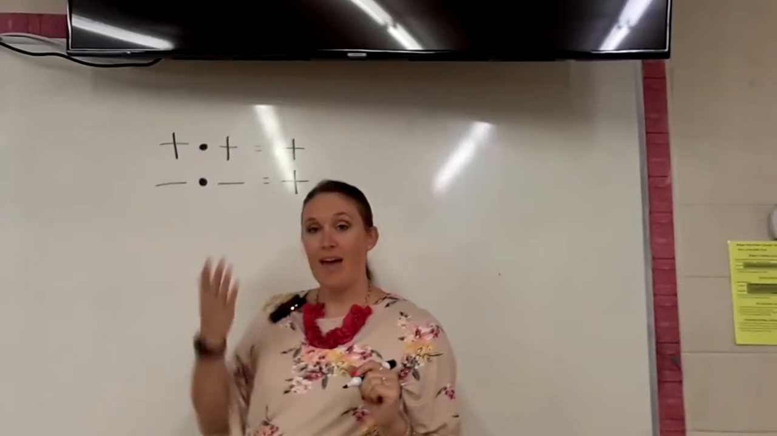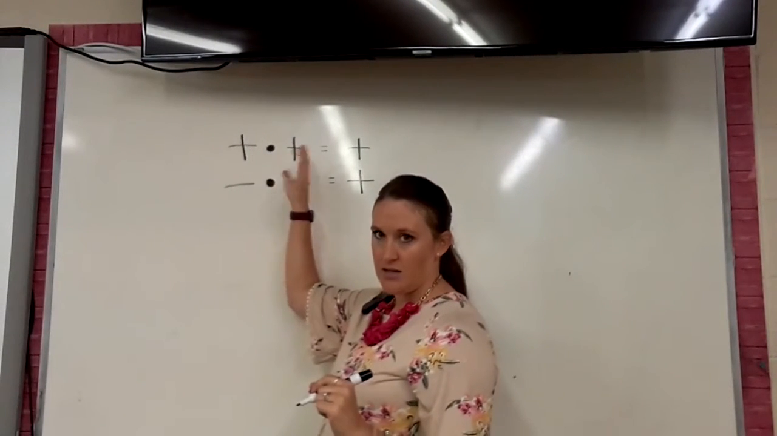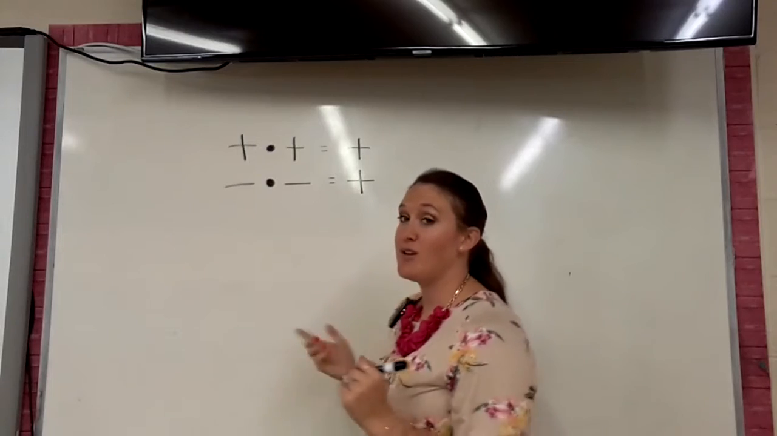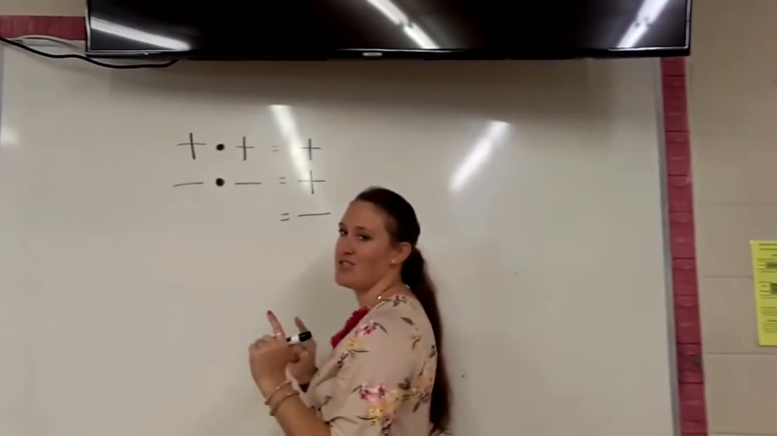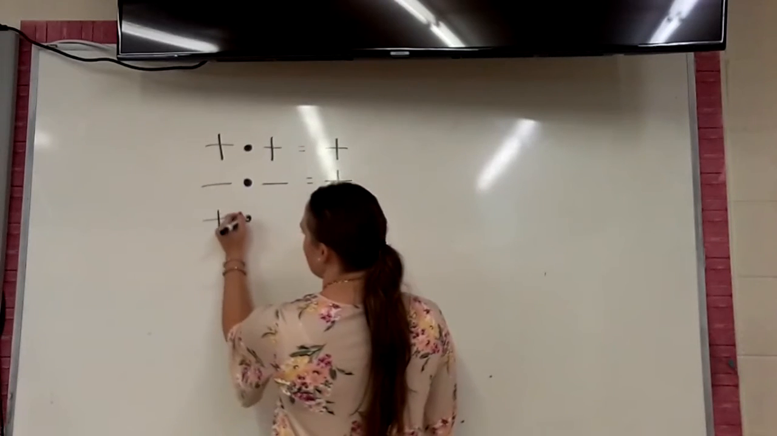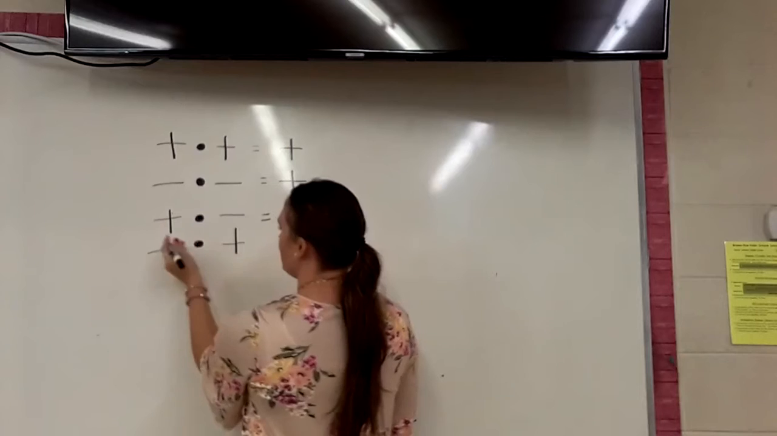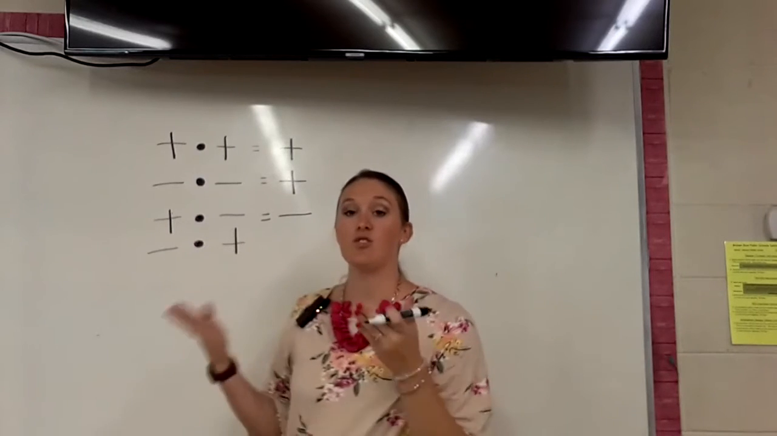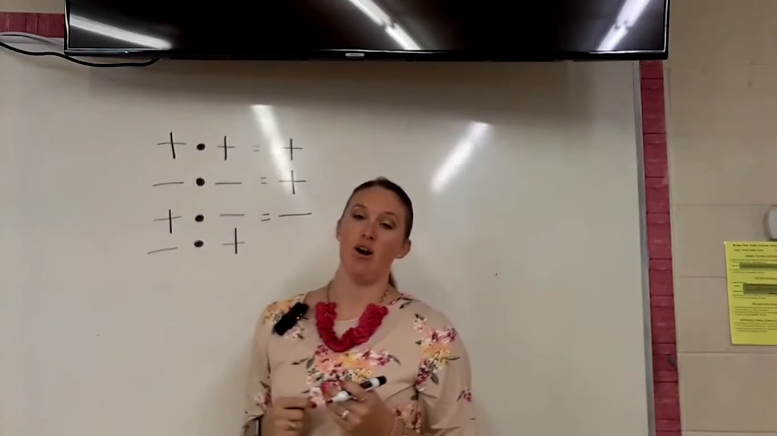So with multiplication, when they are the same sign, you get a positive. The only time you get a negative answer when multiplying is when the signs are different. So when we have positive times a negative or vice versa, negative times a positive, it still will equal a negative. So if they're different, it's a negative. If they're the same sign, it's a positive.